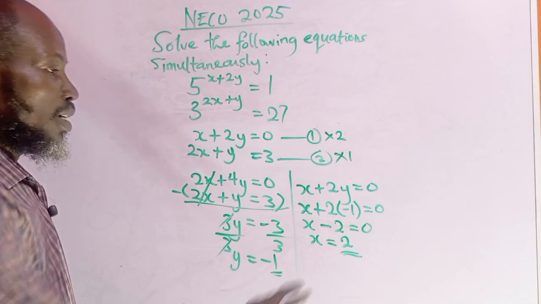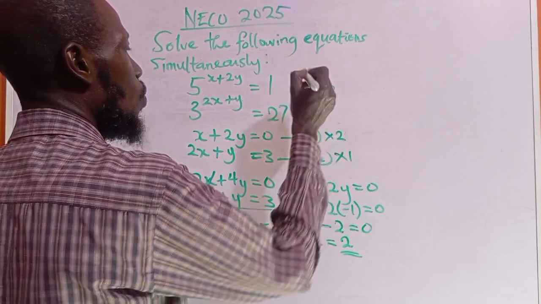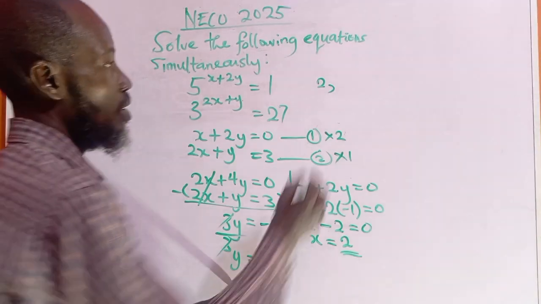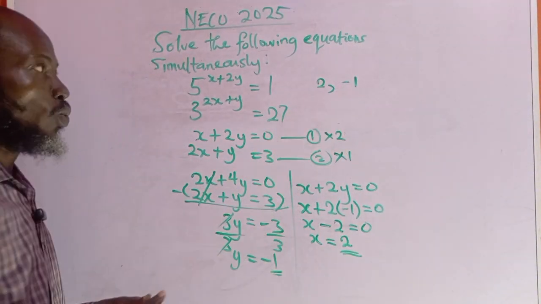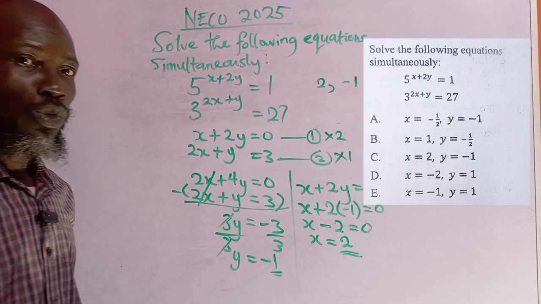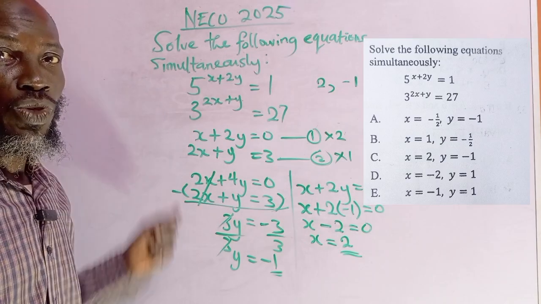So we can see x is 2, and y is minus 1. So those are the solutions to these simultaneous equations.